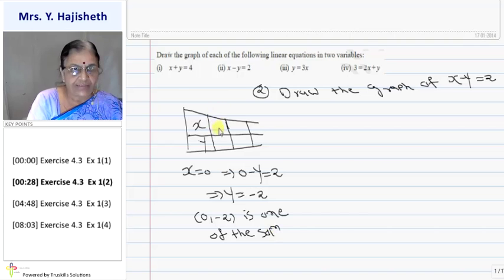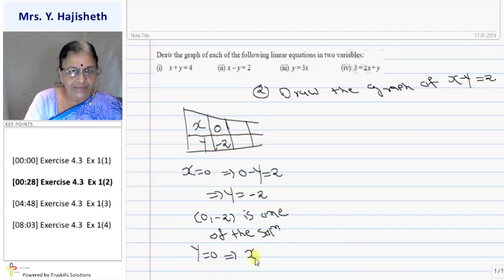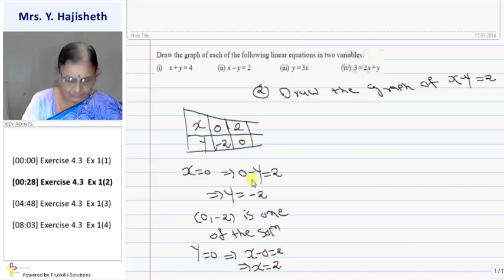In the table we will write, when x is 0, y is minus 2. Now you put y is 0. Take y is 0. So it implies x minus 0 is 2. So x is 2. So what is the another solution? 2, 0. 2, 0 is another solution, okay? 0, minus 2 and 2, 0 is another solution, okay?